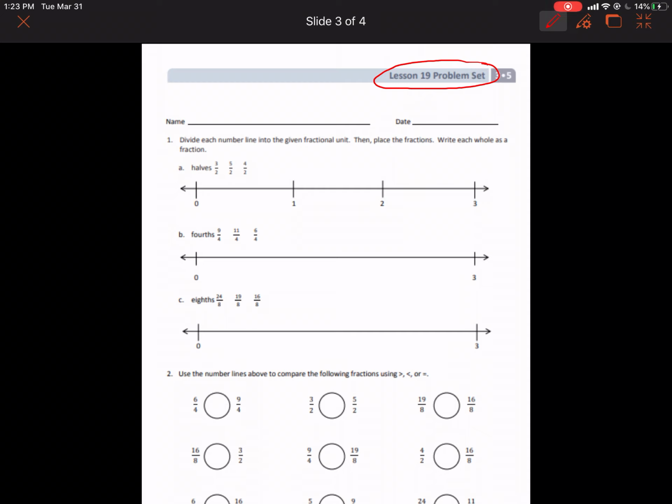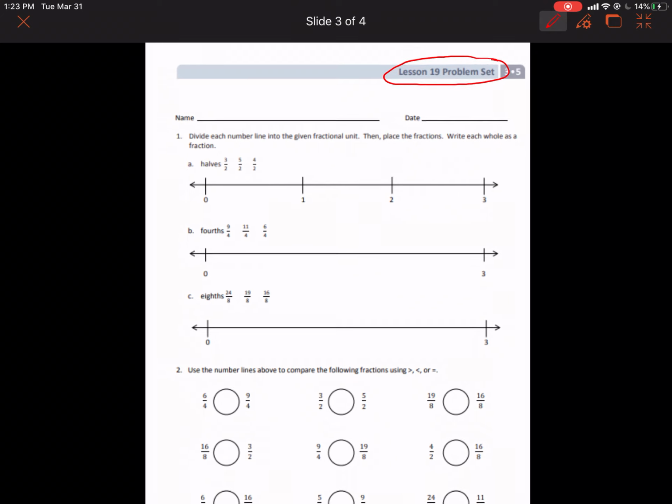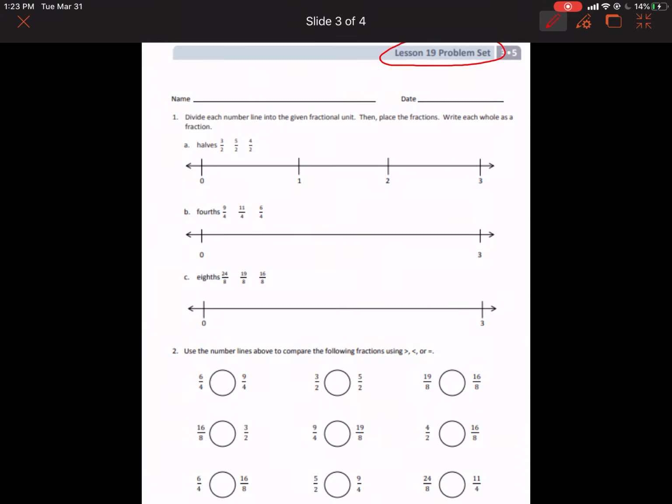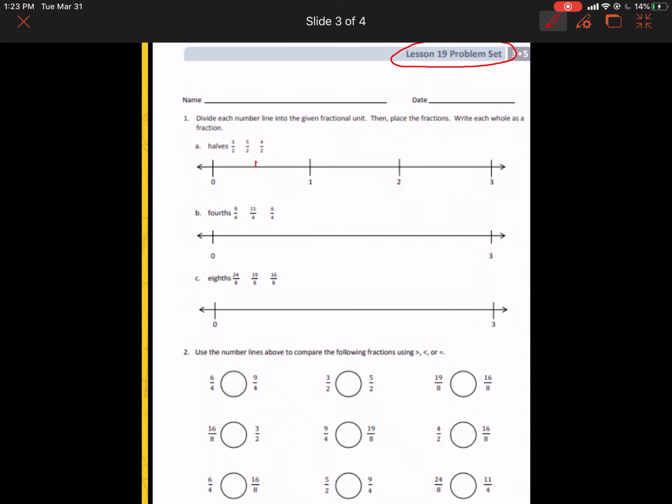Okay. Divide each number line into the given fractional unit. So if I look at the denominator and I look at that word halves for A, I know that I'm splitting each of these wholes into 2 pieces because there are 2 halves in 1 whole. So let's see. There's a half. There's a half. There's a half. All right, then place the fractions. Write each whole as a fraction.